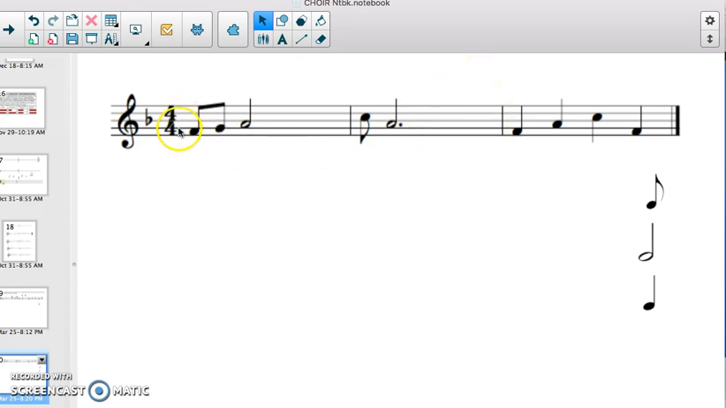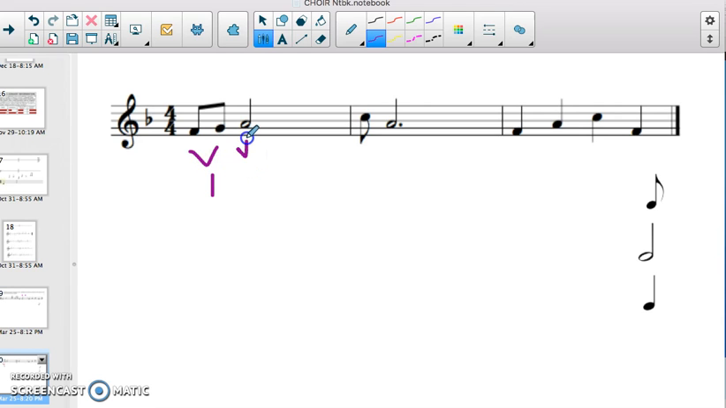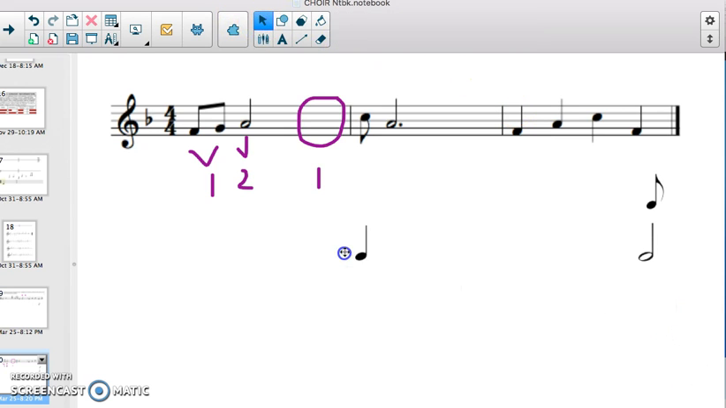So if I'm in 4/4 time, there are 4 beats per measure. My quarter note receives 1 beat. I know that this equals 1 beat. This half is worth 2. 2 plus 1 is 3. I need 1 beat here. So I'm going to have to fill in a quarter note.